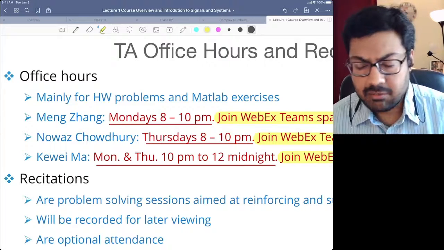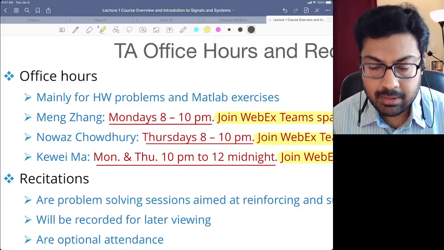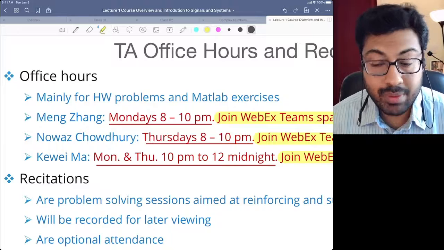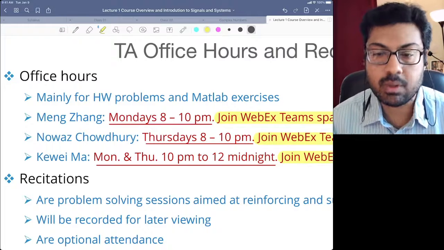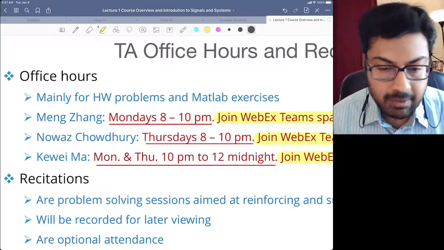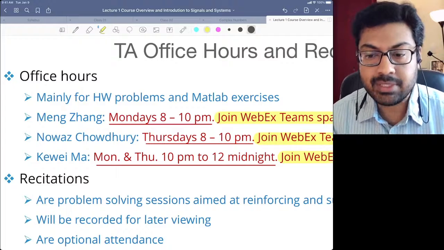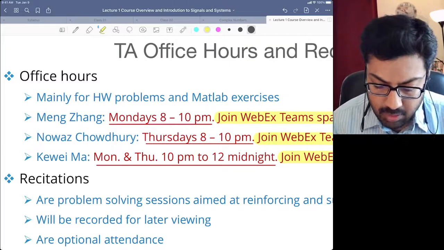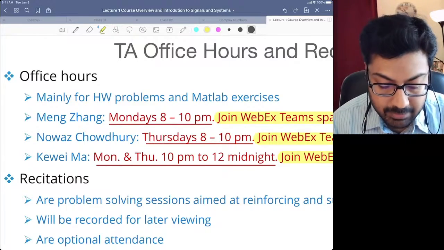So the following Monday is actually a holiday, so we will not have class on Monday. Instead, we will have class on Wednesday of next week. So that's when homework 1 is going to be due. And then Thursday, May 27th, we are going to have homework 2 assigned, which will be due Thursday of the following week, right? So that's how the homeworks are going to be set up.